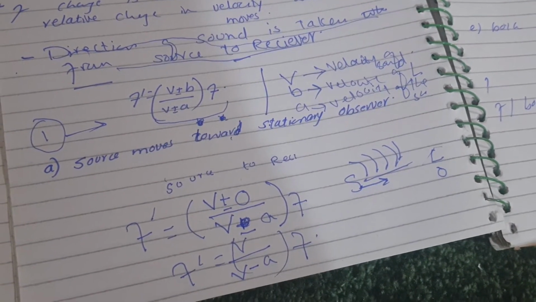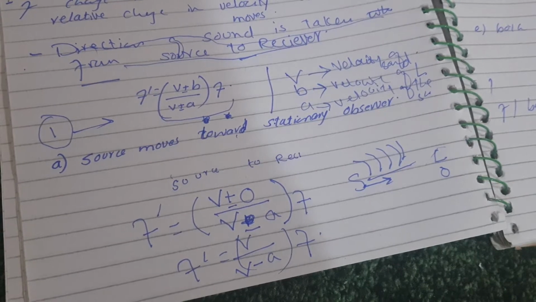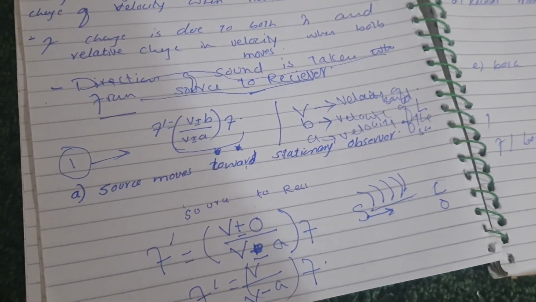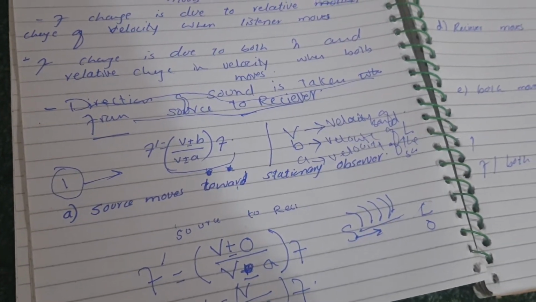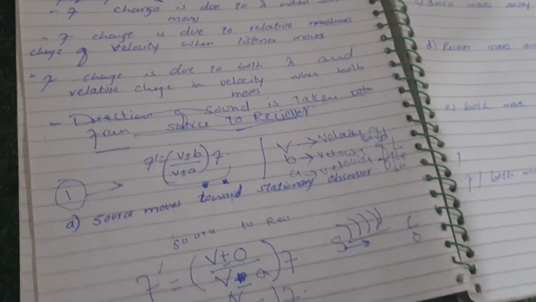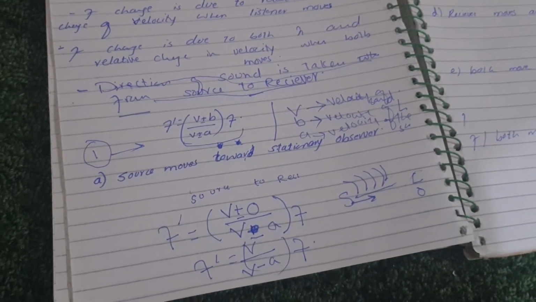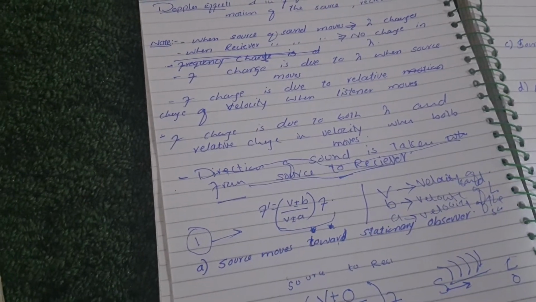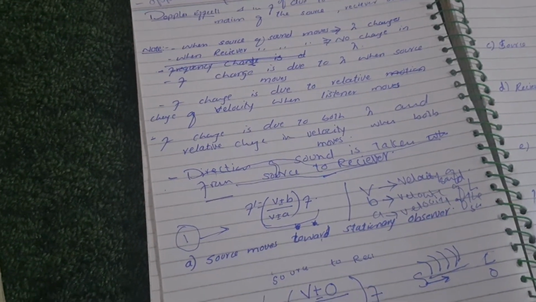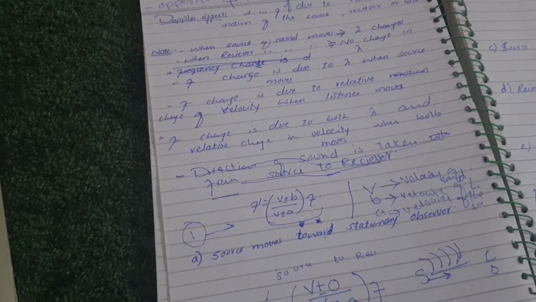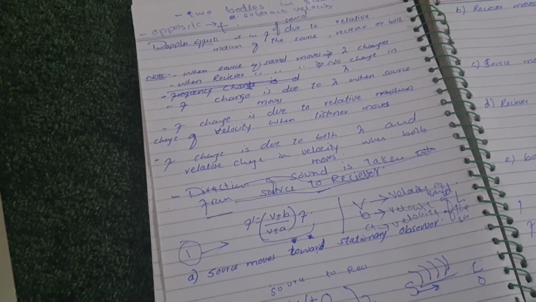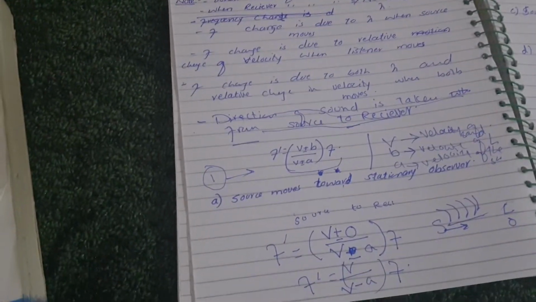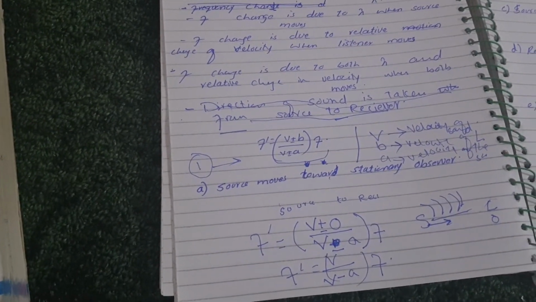So this is one of the most important things that you need to consider: whenever the direction of the two entities, the source with the speed of sound direction, as well as the speed of the receiver, have the same direction, then you have to put a minus sign. Minus sign in case of same direction and plus sign in case of opposite direction.